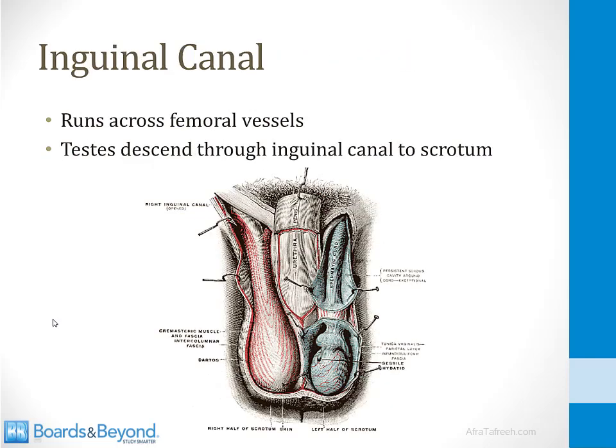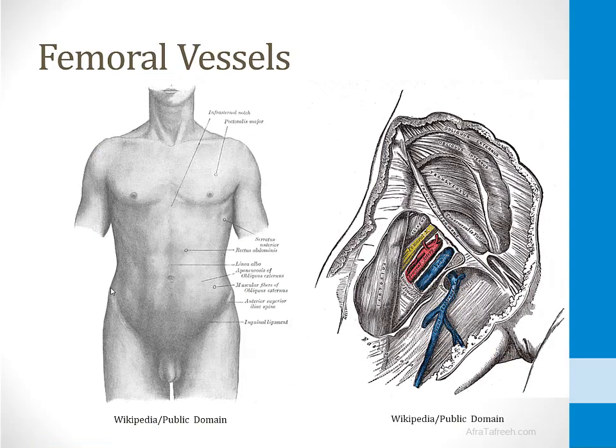Now that we've reviewed the anatomy of the femoral triangle and the femoral vessels, let's talk about something different, and that is the inguinal canal. This runs across the femoral vessels parallel to the inguinal ligament. If we go back to this picture, the inguinal ligament runs like this, and the femoral vessels run below it in the femoral triangle. The inguinal canal runs on top of the inguinal ligament and courses in this direction.